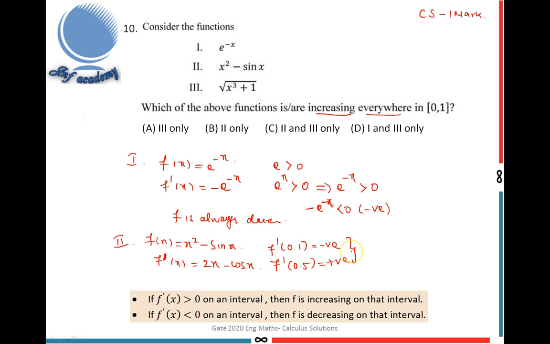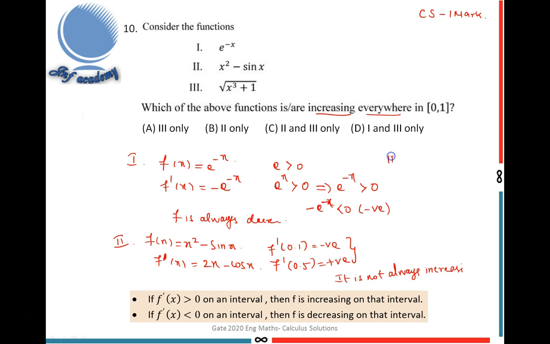This is the first derivative test. Suppose f dash changes from negative to positive, then it has a local maxima or minima. So f in that interval 0 comma 1 has one stationary point. So f of x has a stationary point in the interval 0 comma 1. So it is not always increasing. It is not increasing everywhere.